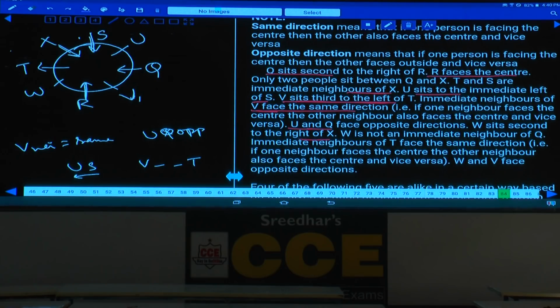U and Q face opposite directions. And Q is inward, so U will be outward. W sits second to the right. W is not an immediate neighbor of Q.